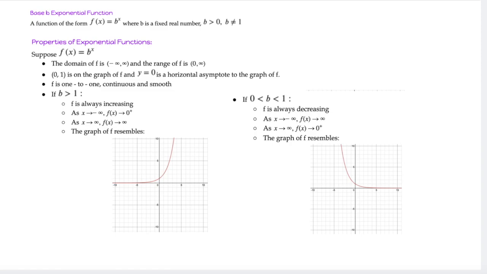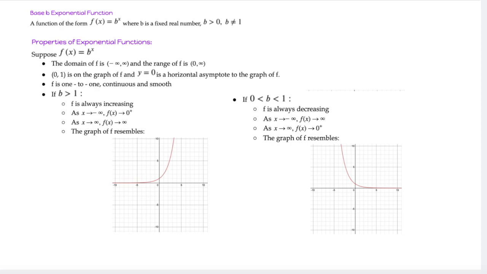Here are some properties of our exponential functions. The domain is all real numbers. So in both of the examples in the pictures below, we can see that they go from negative infinity to positive infinity. Similarly, our range, however, there is a horizontal asymptote at y equals 0. So our range goes from 0, not included, to infinity. (0, 1) is on the graph of our function, and we have a horizontal asymptote.